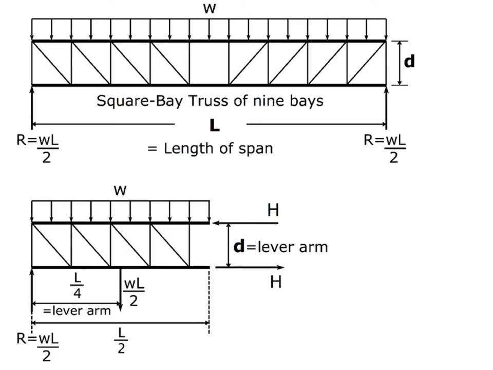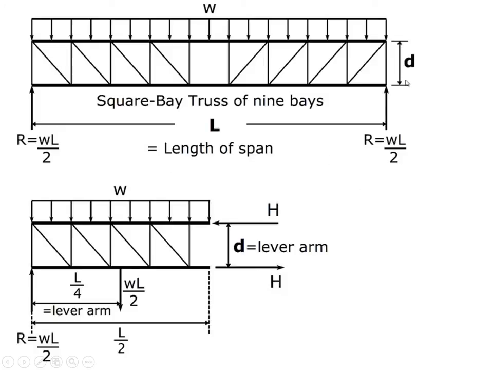For the moment, we're going to backtrack and remind ourselves of a few basic things having to do with trusses. Here we have a 9 square bay truss with a uniform load W across the top. We're going to use the symbol L to designate the length of the truss. So W times L is the total downward force on the truss. These two reactions at each end by the symmetry of the problem must be equal to each other, and the two together must sum to the total downward force. So if the total downward force is WL, then each of these reactions has to be WL over 2.